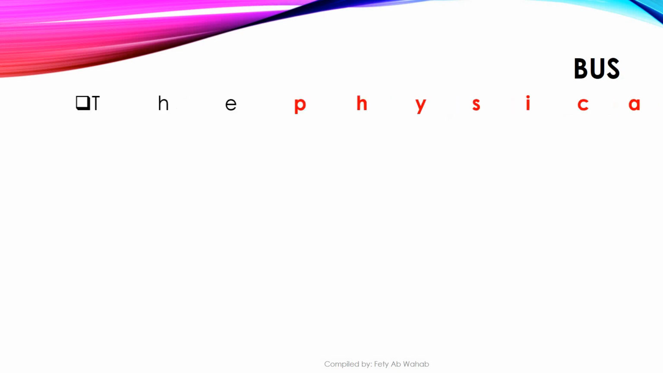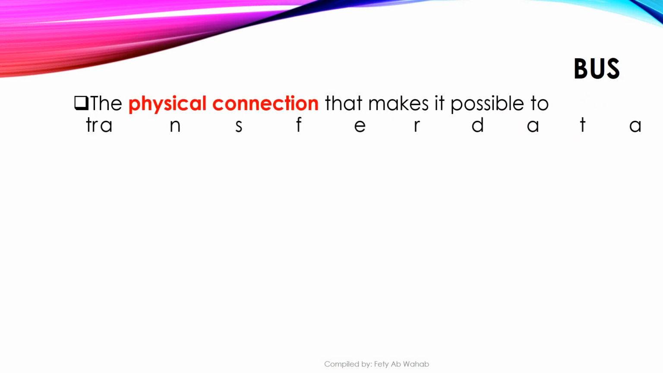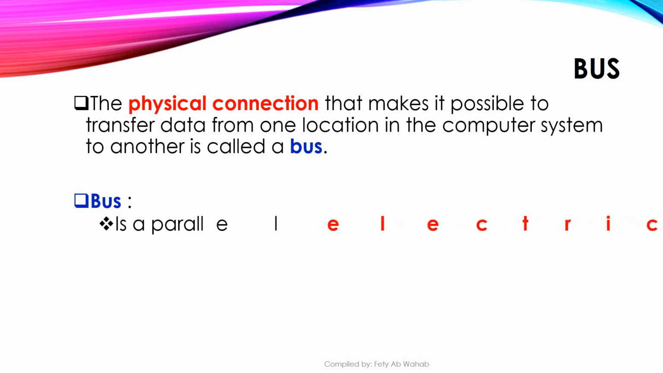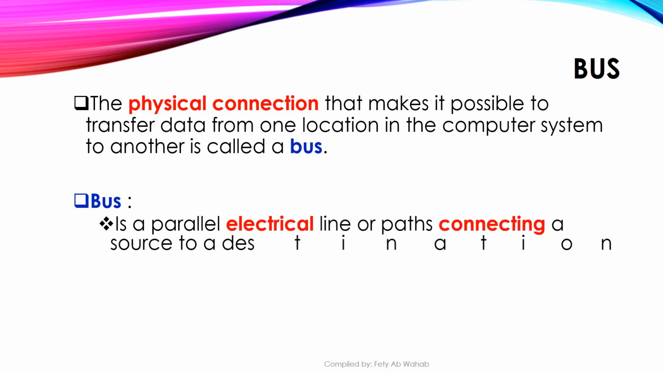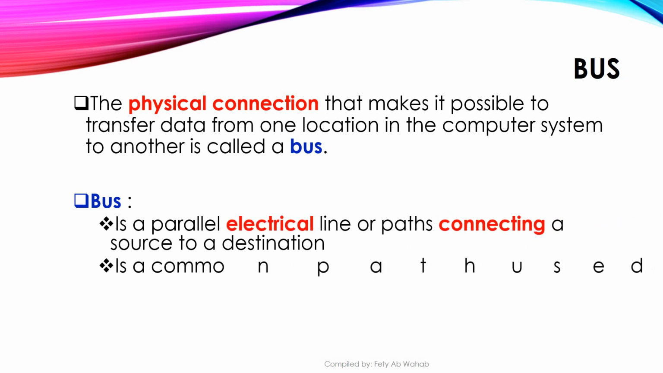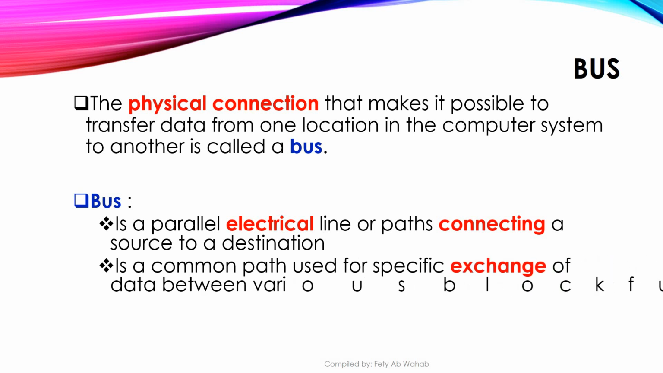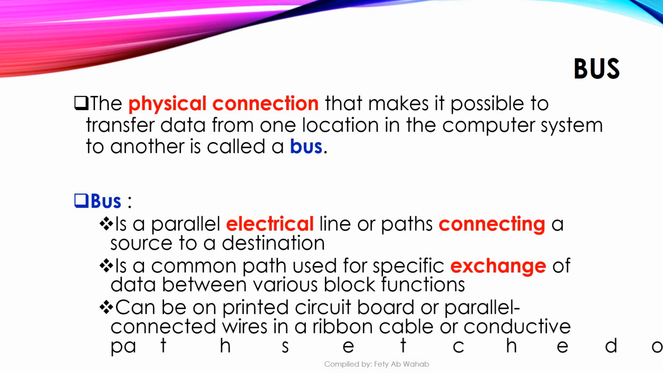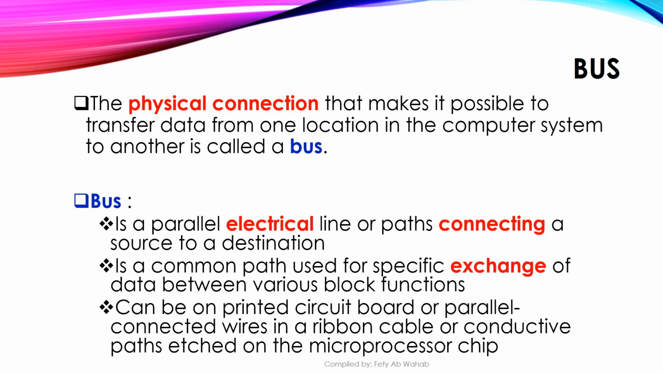Bus. The physical connection that makes it possible to transfer data from one location in the computer system to another is called a bus. A bus is a parallel electrical line or path connecting a source to a destination. It is a common path used for specific exchange of data between various function blocks. It can be on a printed circuit board, parallel connected wires in a ribbon cable, or conductive paths etched on the microprocessor chip.